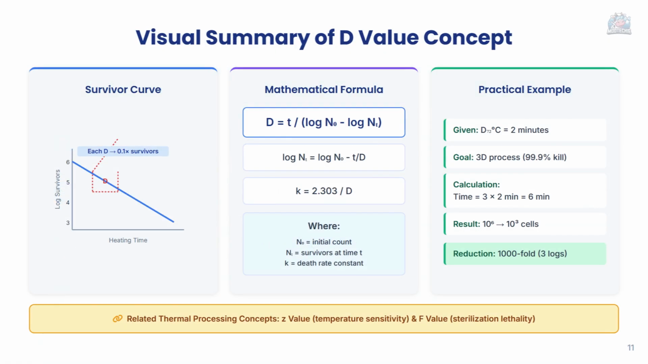This slide summarizes the entire concept. The survivor curve shows how microbial population decreases over time. The mathematical equations describe the same process quantitatively. Practical examples demonstrate how D values are used in industrial processing. The key idea is that microbial destruction during heat treatment follows predictable mathematical behavior.